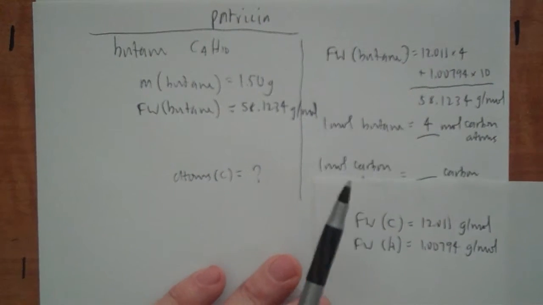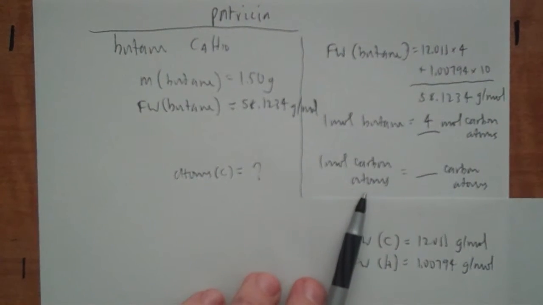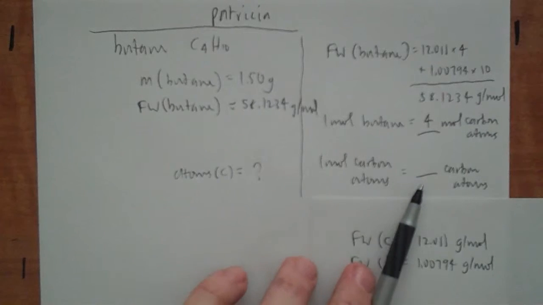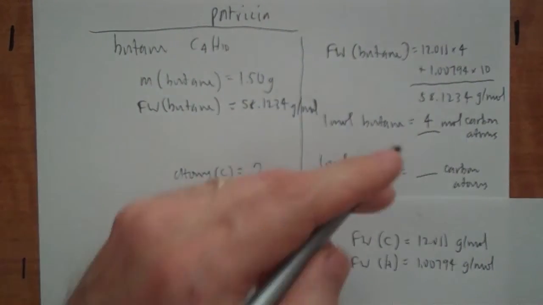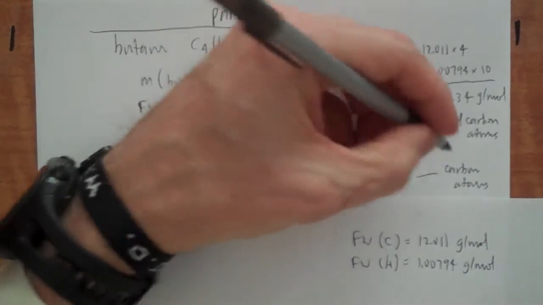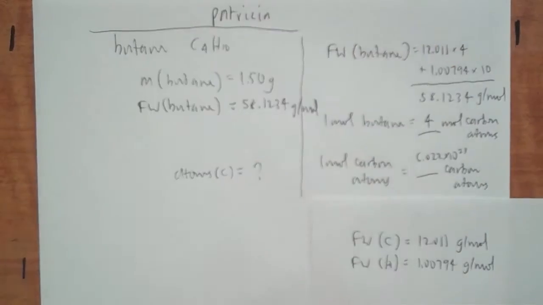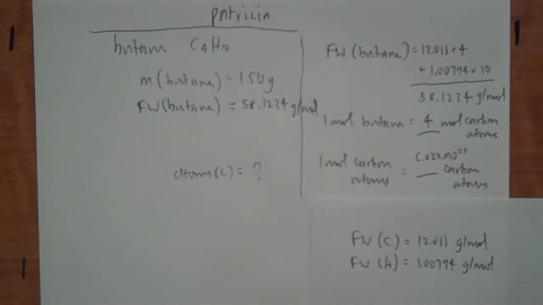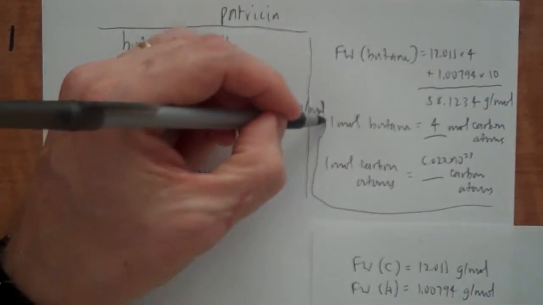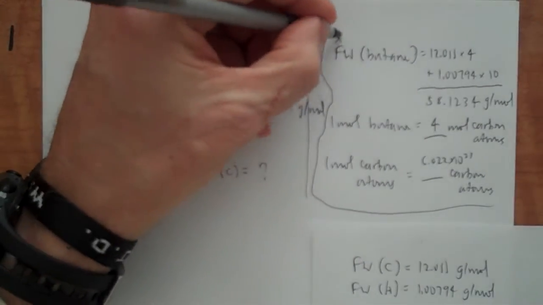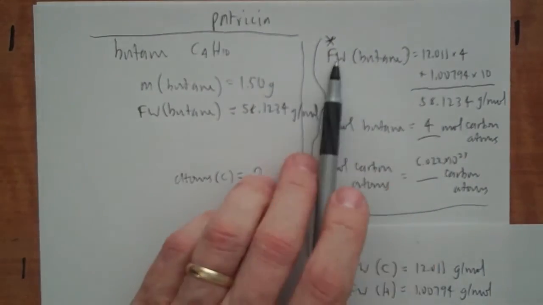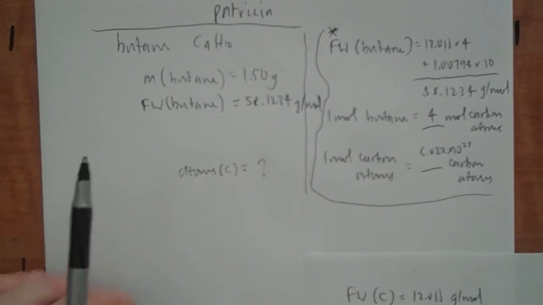All right, what about the next one? 1 mole of carbon atoms is going to give you how many carbon atoms? Please pause the video right here and fill that in. Okay, suppose you paused it and said that 1 mole of carbon atoms is Avogadro's number, 6.022 times 10 to the 23rd carbon atoms. With these things in mind, we're going to set our solution up.